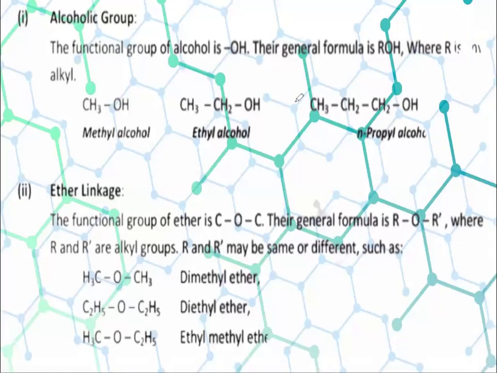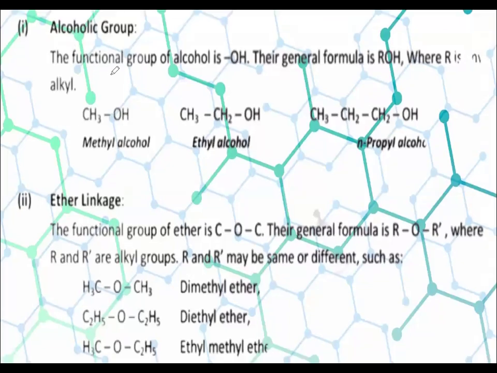Now the first functional group is the alcoholic functional group. As I told you, the functional group of alcohol is OH. You can see that OH in any compound, any carbon chain, represents the alcoholic group. Their general formula is ROH. It means that any carbon contains an OH group, where R is an alkyl radical.